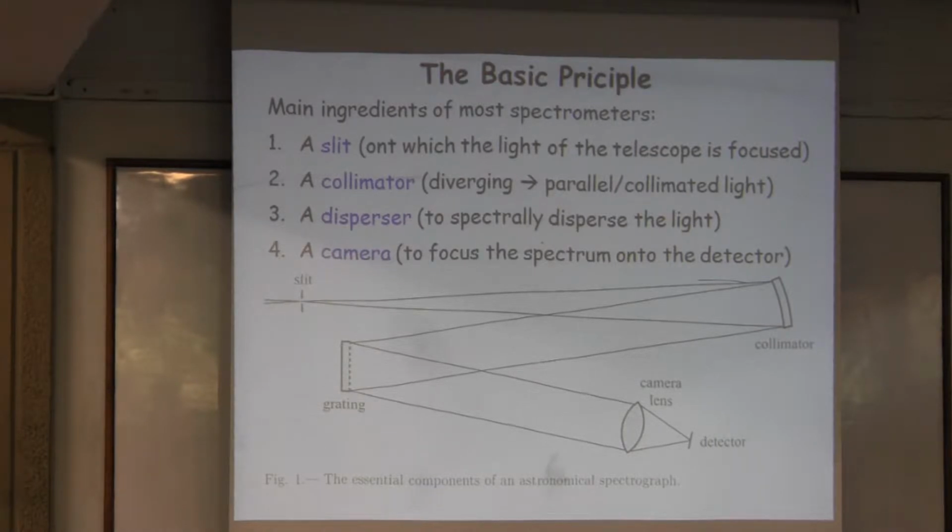So again, you have a re-imaging system, right? Imagine your star is at infinity over there, and you have a telescope maybe somewhere here. So the telescope is in the pupil.